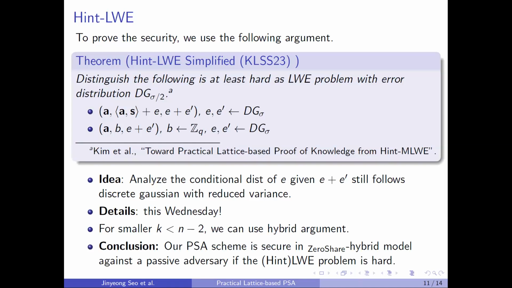So to prove the security of our PSA scheme, we use the following argument, which is proven in our recent paper. It essentially says that distinguishing the two samples is at least as hard as the LWE problem. The high-level idea of this argument is that if we analyze the conditional distribution of e given e plus e prime, it still follows a discrete Gaussian with reduced variance. So we can construct an efficient reduction to the LWE problem. For details, you can check our talk on Wednesday. For the smaller case, we can extend our proof using a hybrid argument. In conclusion, our PSA scheme is secure in the zero-share hybrid model and under LWE assumptions against passive adversaries.